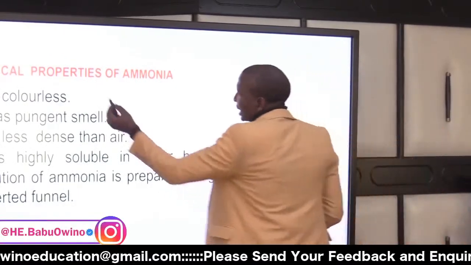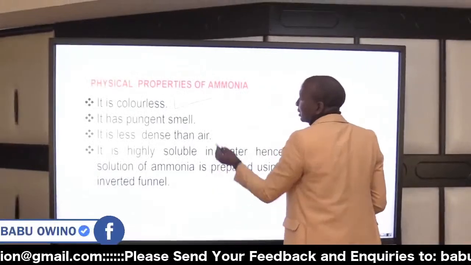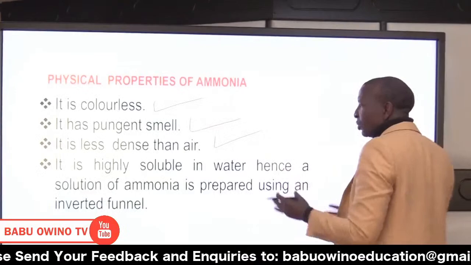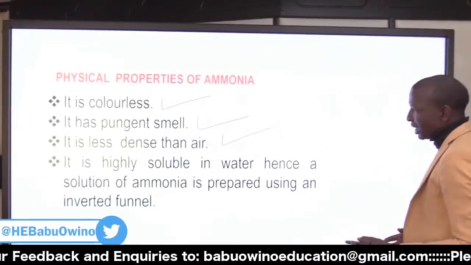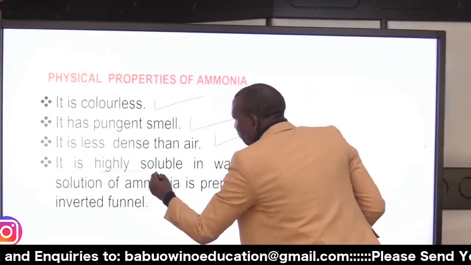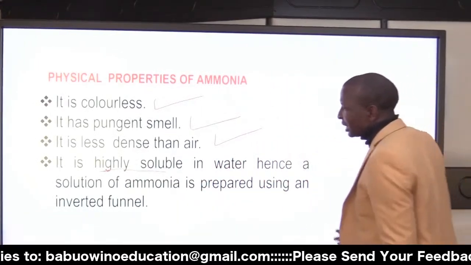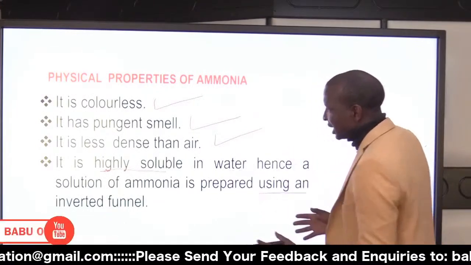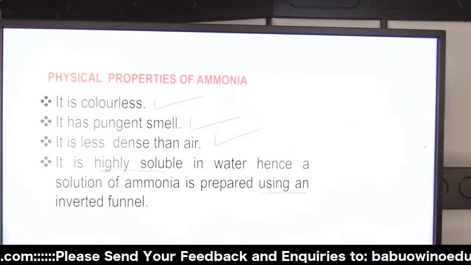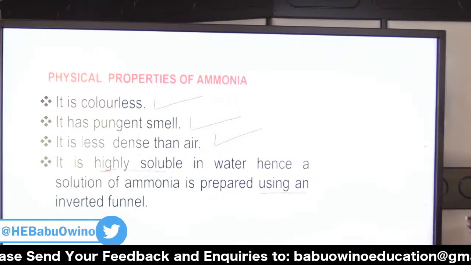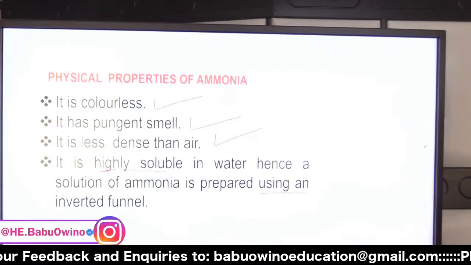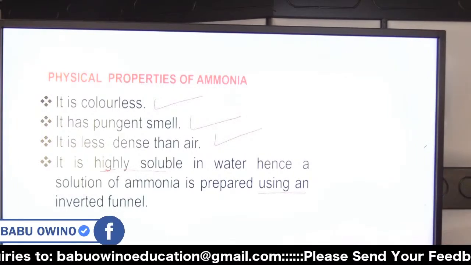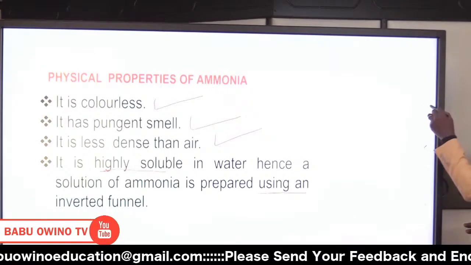So ammonia is colorless. It has a pungent smell. It is less dense than air, and that is why it is collected by upward delivery. It is highly soluble in water, and hence a solution of ammonia is prepared using an inverted funnel. Very important for you to be able to capture that.